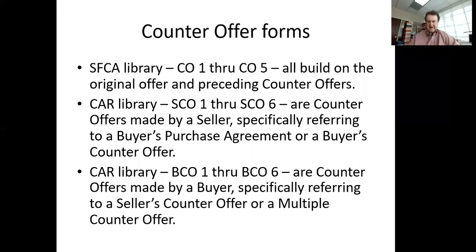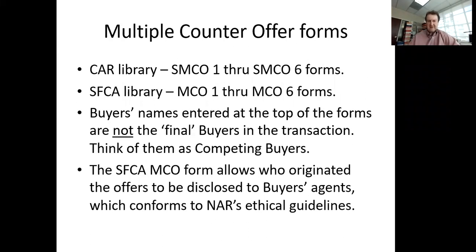So SCO 1 through 6 are counteroffers made by a seller, and they refer to a buyer's purchase agreement or a buyer's counteroffer, but they don't specifically incorporate terms which are not changed. So the language in the California counteroffers is a bit confusing, and I think Dan and I will agree that it's probably better and clearer to use the San Francisco version of this form. Multiple counteroffer forms. CER's got 6, and so do we.